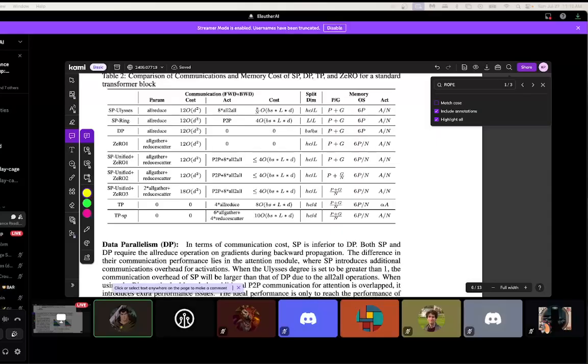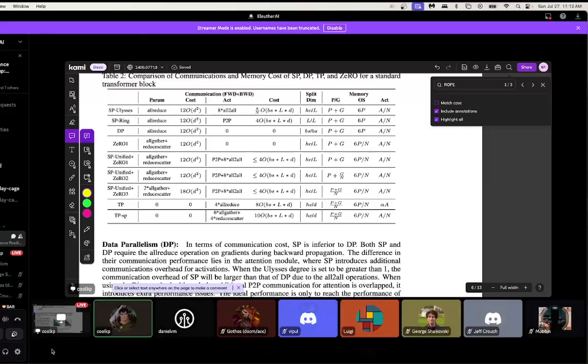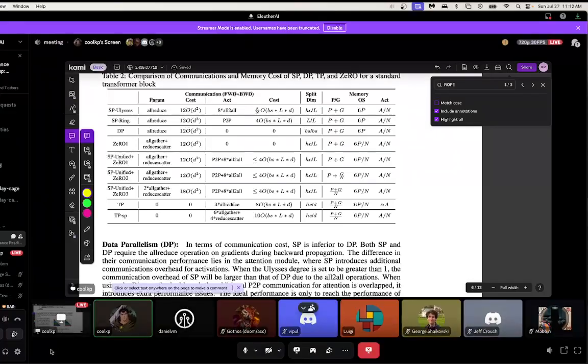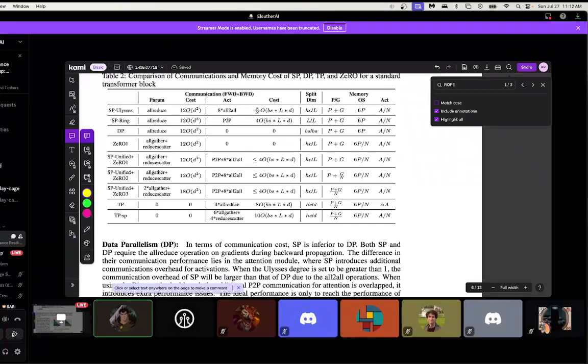So perhaps if you calculate it and factor in that cost as well, this can be better. But on the overall side, if you have long sequence length, I think ring attention outweighs Ulysses. And more importantly, there is this paper.